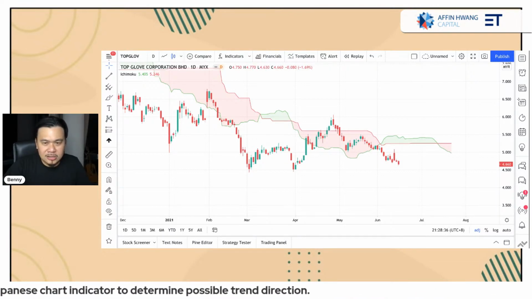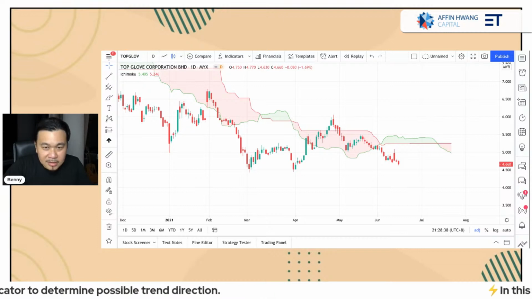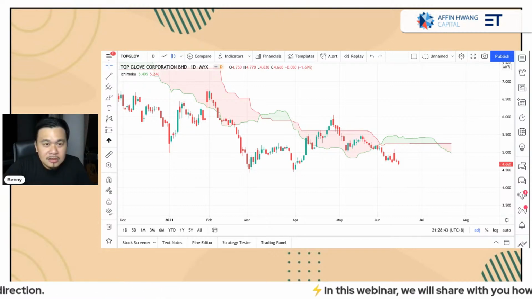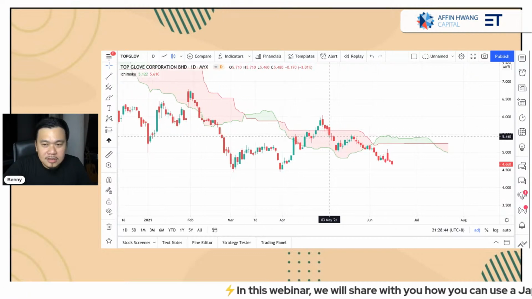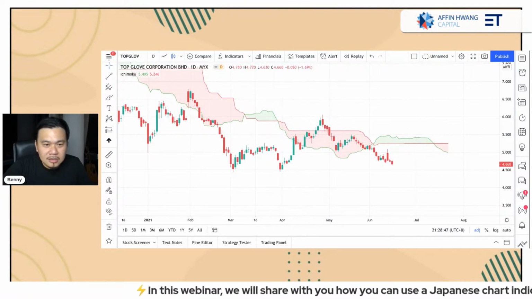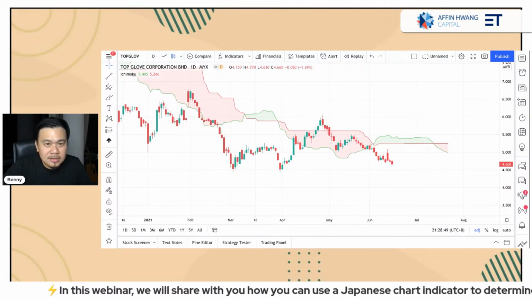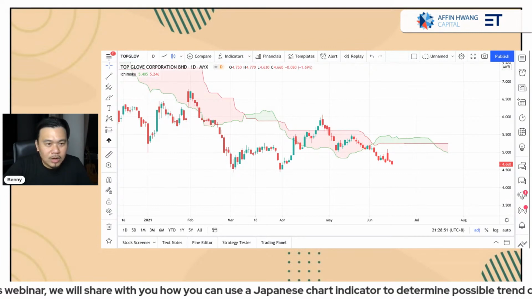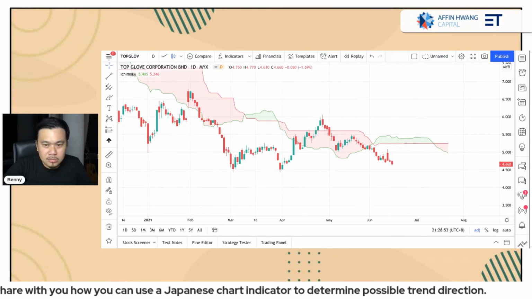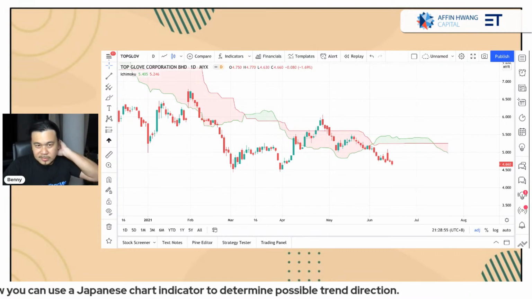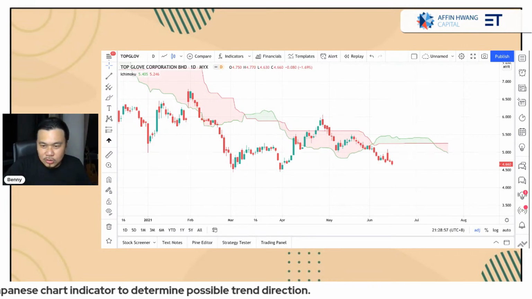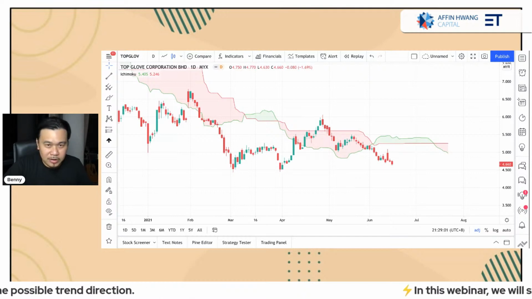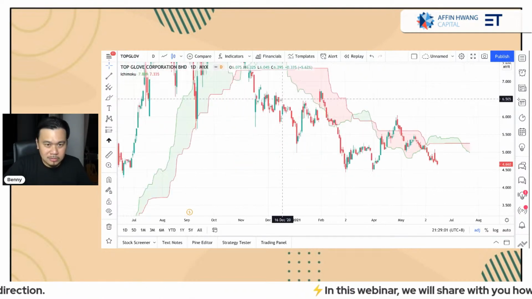Okay, so now you can see Top Glove. Are you able to see? How would you see this now? Looks downtrend. Current price is below the cloud. The cloud is thin and not a strong downtrend. Okay, very good.